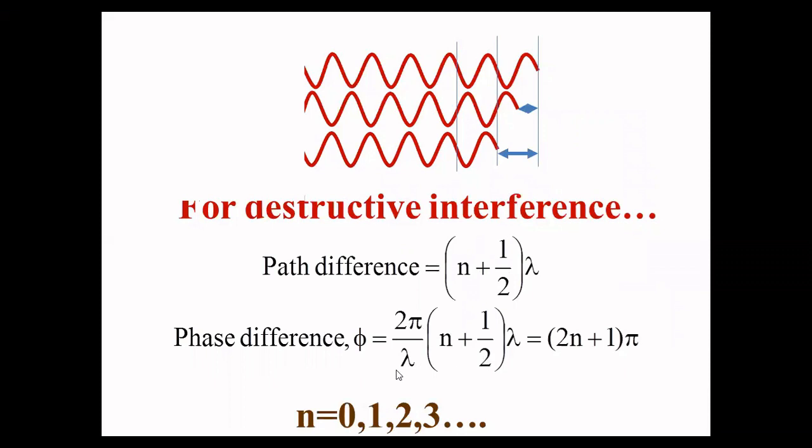Lambda gets cancelled. So, if the phase difference is 2n plus 1 pi, path difference is n plus half lambda, then it's a destructive interference. So, try to remember these 4 conditions. 2 conditions for constructive, 2 conditions for destructive. They are very important. Okay, hope you will follow this now.